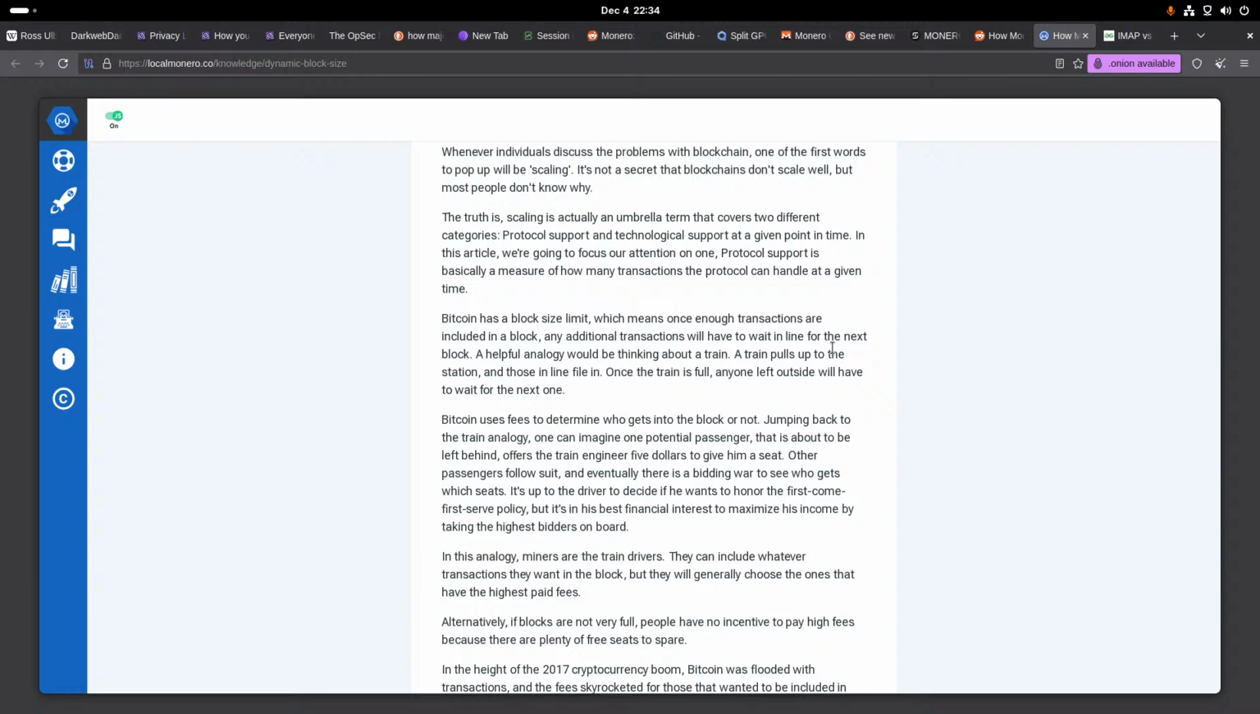I think this is why fee transactions will make it go faster. Someone explained fee transactions to me in a really simple way, and I was like, oh, cool. I kind of got it.